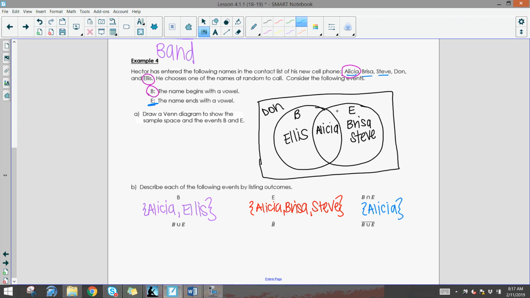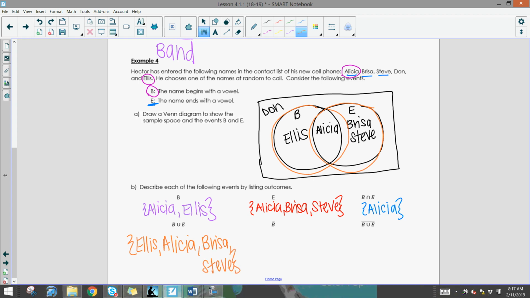Okay, the and is the overlap right here. Then B or E. So B or E means anybody who's falling in either circle. In this case, the way we did it, anybody that has a circle or an underline. So basically it's everyone except Don. So we have Ellis, we have Alicia, we have Brisa, and Steve.